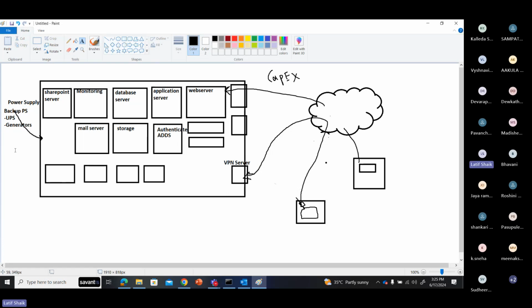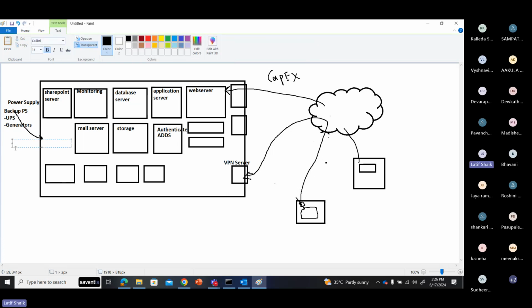Next, you have to provide a cooling system. We need a cooling system also, because these data centers are running continuously, 24/7. It means you have to provide cooling so that it runs normally. Otherwise, it gives a lot of alarms.